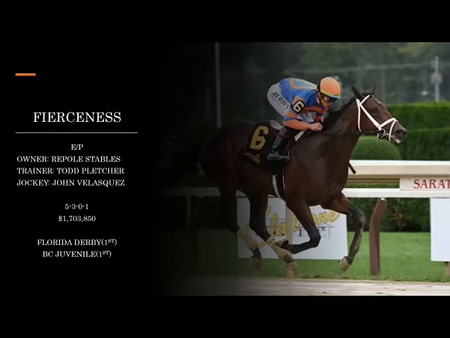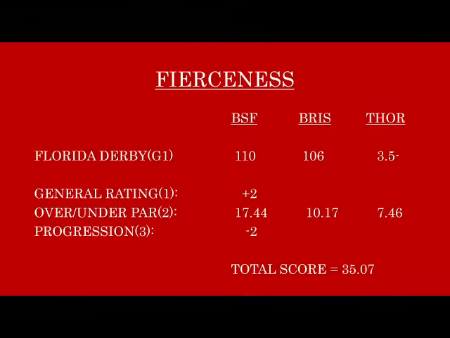We're going to look at the Florida Derby, and we'll see his Beyer speed figure was a 110. His Brisnet was a 106, and he had a 3.5 negative Thoroughgraph. And again, those of you who aren't familiar, that's an outstanding number. The lower the number, the better. So anytime you see a low number for Thoroughgraph, it means he ran a pretty good race, and 3.5 negative is clear, far and away, the best number in this field.